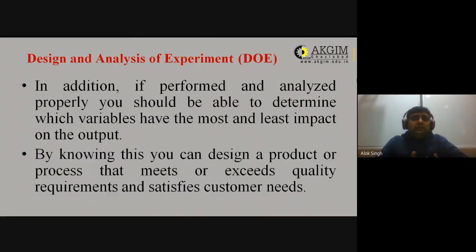Now, design and analysis of experiment, if you talk about it further. In addition, if performed and analyzed properly, you should be able to determine which variables have the most and least impact on the output. Sometimes you use some energizer or some catalyst in some process. So you will determine which variable has the most and least impact on the output, on producing that product or creating that service. By knowing this, you can design a product or process that meets or exceeds quality requirements and satisfies the customer needs. So that is basically design and analysis of experiment.